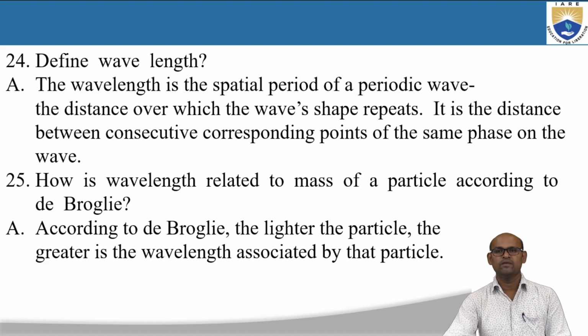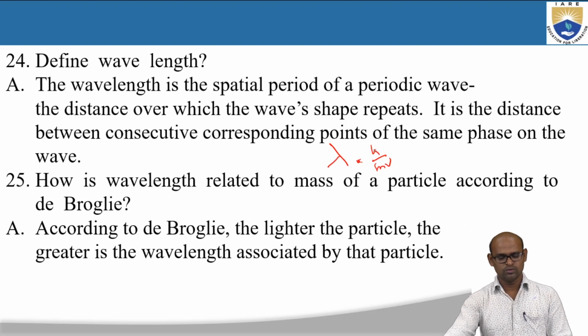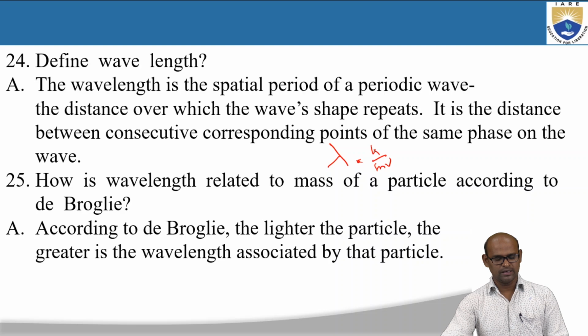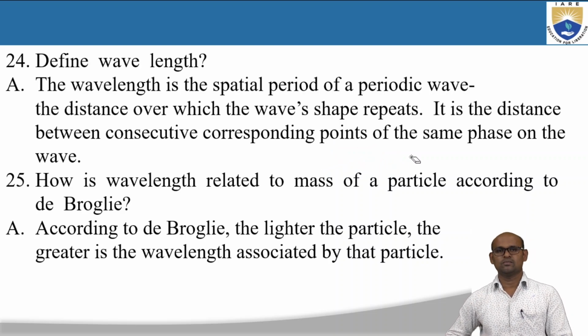How is the wavelength related to the mass of a particle according to de Broglie's relation? Lambda is equal to h by m into v. According to de Broglie, the lighter the particle, the greater the wavelength associated with the particle, because lambda is inversely proportional to m. If m is small, lambda is large. If m is large, lambda is small.